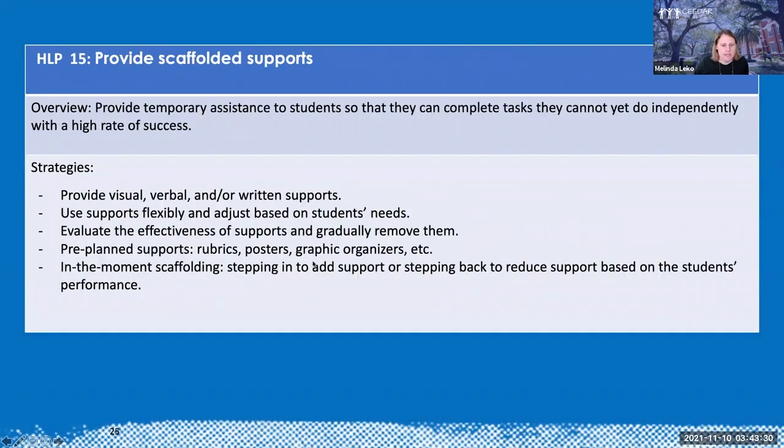We're going to jump ahead to number 15. Dave, do you want to do this one? Yeah, I'll go ahead and jump in there.